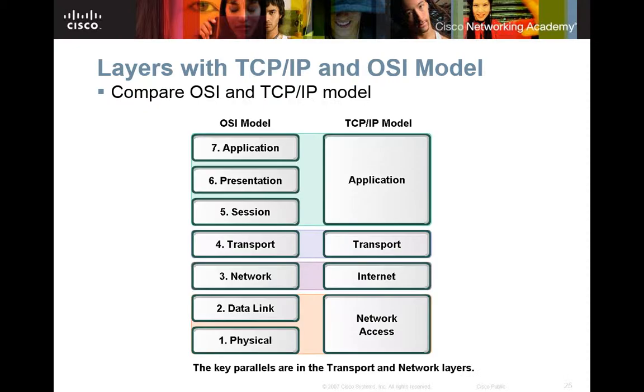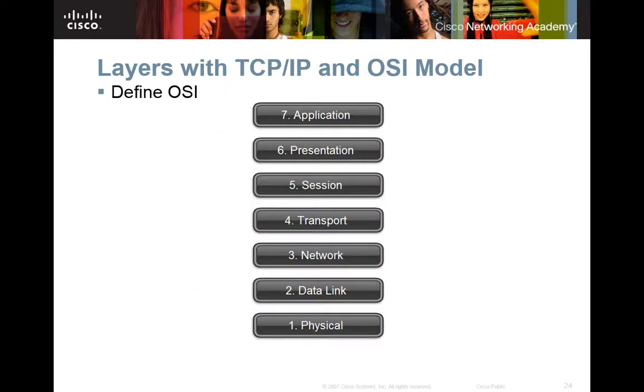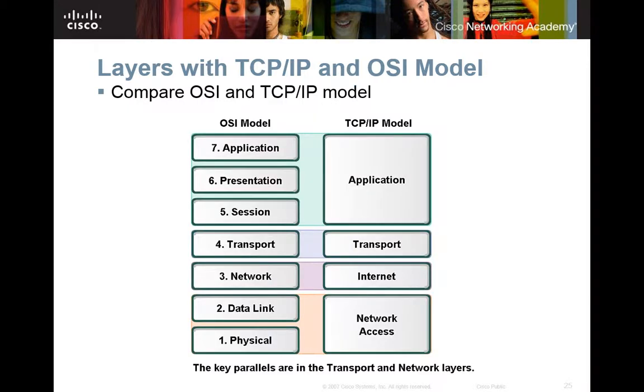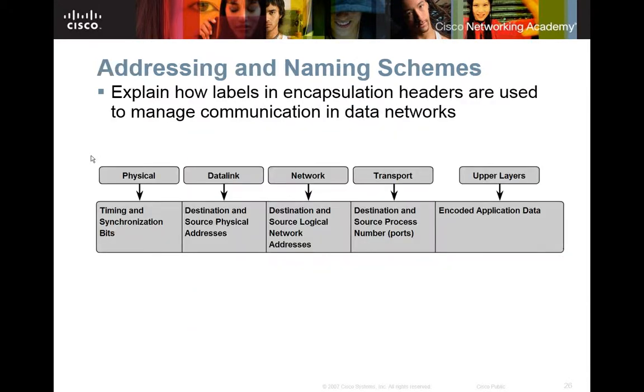When we define the OSI model, you have the mnemonic please do not throw sausage pizza away, right? Physical, data link, network, transport, session, presentation, and application. And here, like I said, it was just matching up. Physical is basically timing and synchronization. Data link gives you the source and physical address, which is what? David, what's a physical address? IP address. No. MAC. MAC. IP is logical.